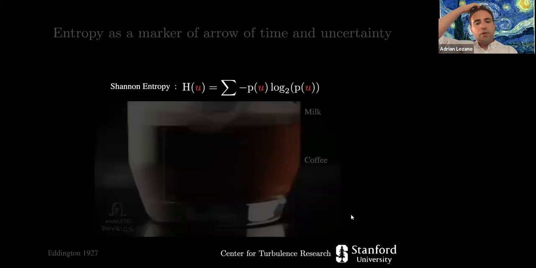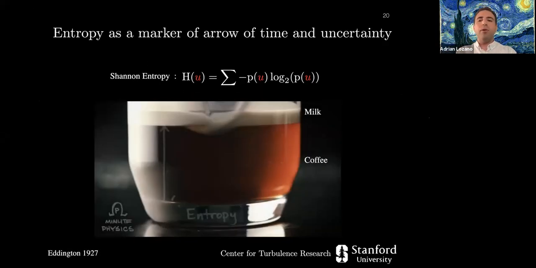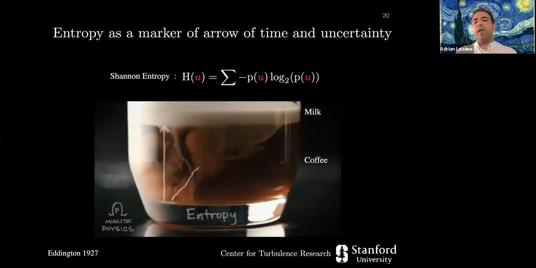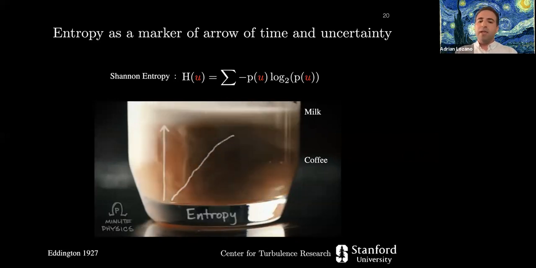And for that, I like to use this example. I think that this example can illustrate how entropy can be a marker of the direction of time, and also a marker of uncertainty. Consider this example that indeed has to do with fluid mechanics. Imagine a case in which you have milk and coffee, and they are separated completely. Now you know that if we integrate this system in time, what is going to happen is that they are going to mix. So they are going to mix in time.